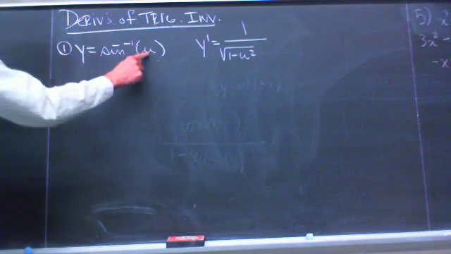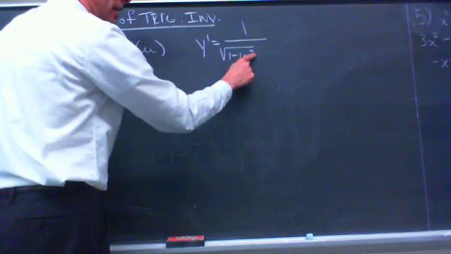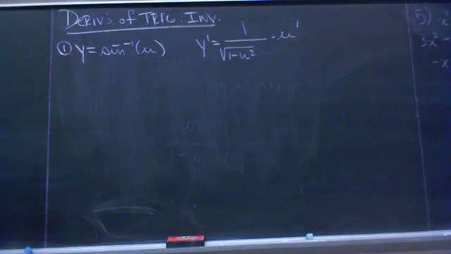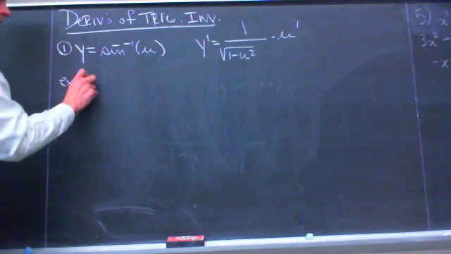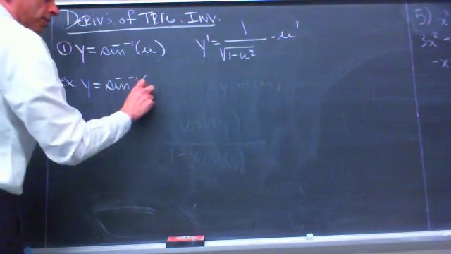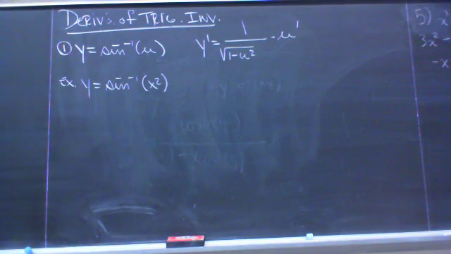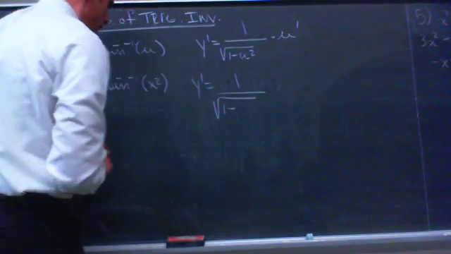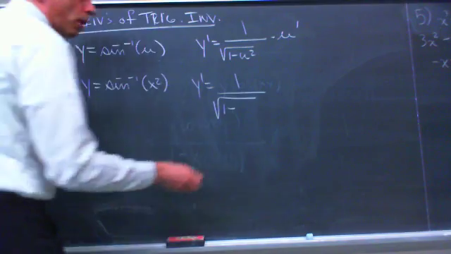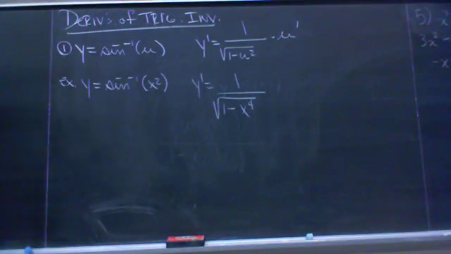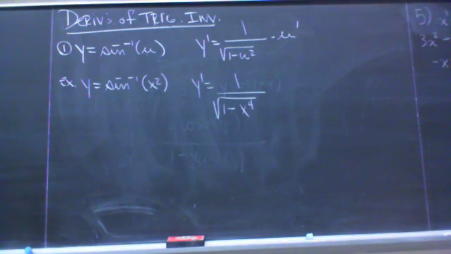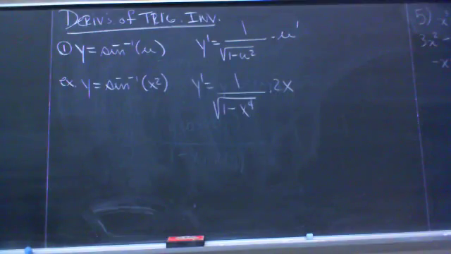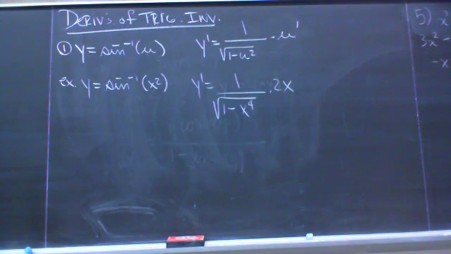So whatever this is, that's what's going there and is getting squared, and then times it by the derivative of the inside stuff. So for example, an easy example, if y equals sine inverse of x squared, y prime would be 1 over the square root of 1 minus the inside stuff squared, which is x to the fourth, because x squared squared is x to the fourth. The derivative of the inside is what? 2x. That's the derivative of the inside.